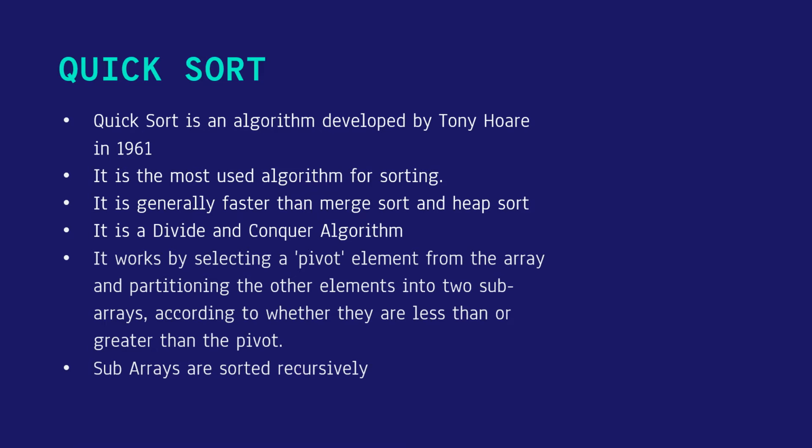After selecting the pivot and dividing it into two subarrays, this process continues recursively until all the elements are sorted. After the first pass, one element gets into its correct position.